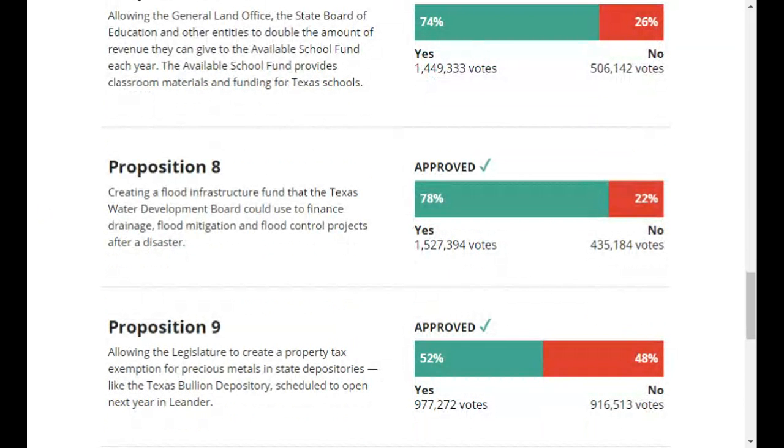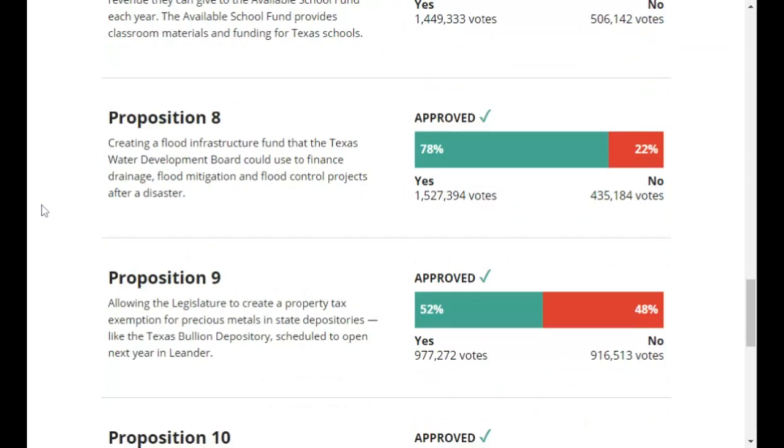Proposition 9 would have created a property tax exemption for precious metals like coal and others. So basically, the state depositories of coal and other minerals would be exempt from property taxes. This was actually pretty close. It got approved, but a pretty thin margin of approval on that one.